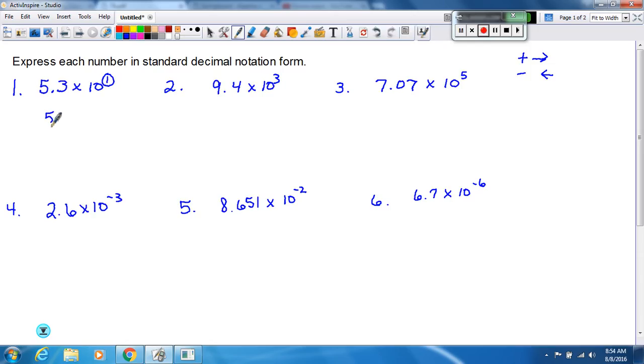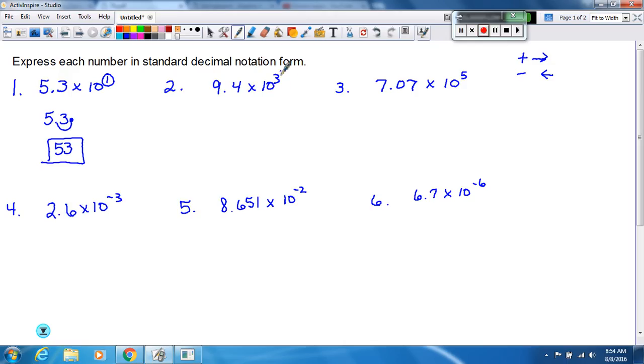So the original number was 5.3. We move the decimal to the right one place. That's where the new decimal is going to be. So anything in front of that is just a regular whole number. There are no numbers after that, so 53 is the answer to this one.